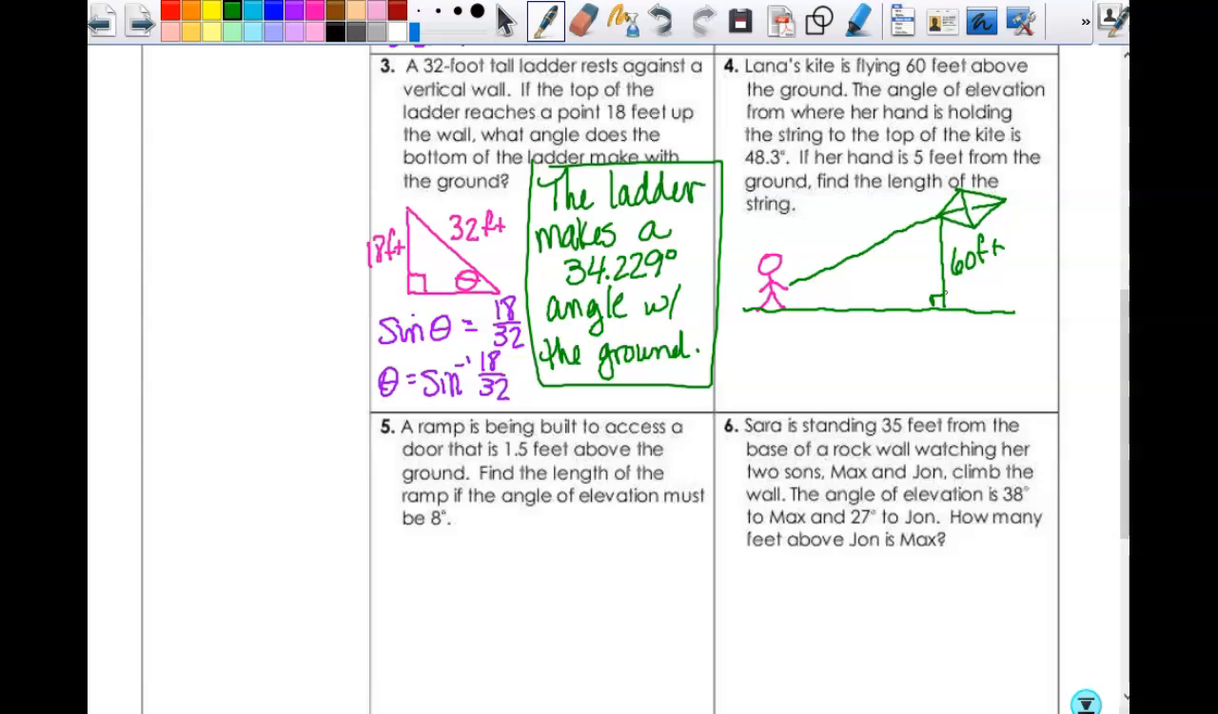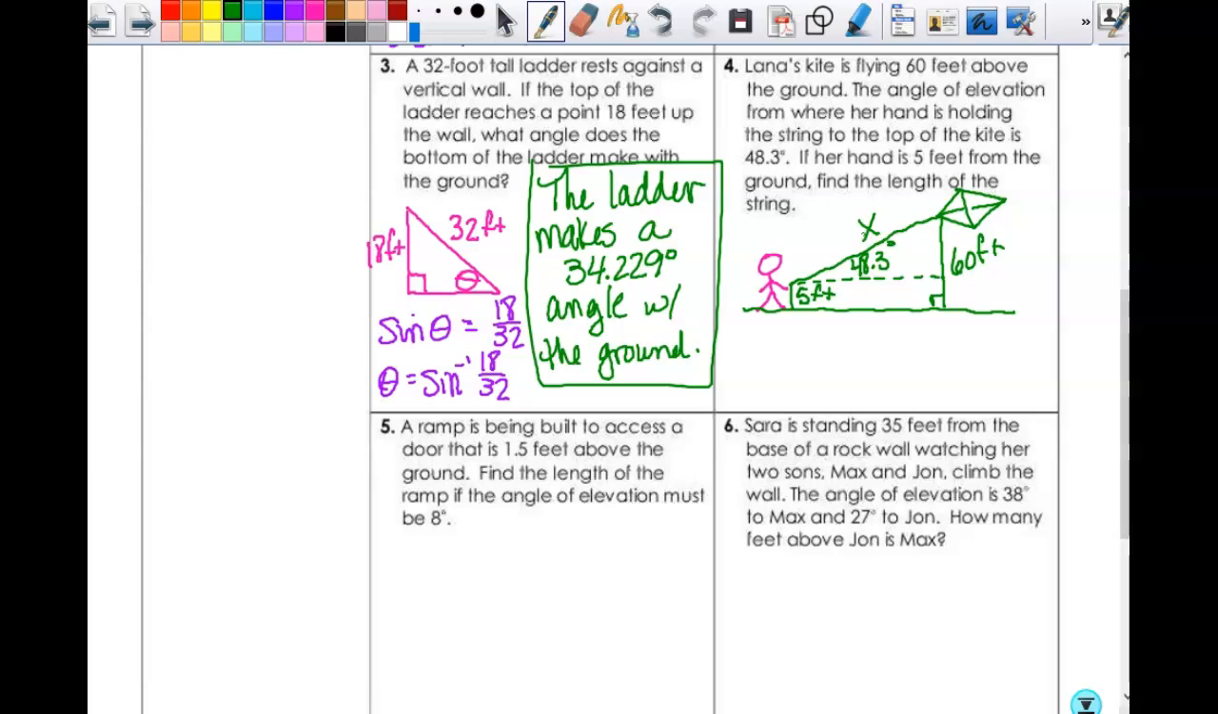The angle of elevation from where her hand is holding the string to the top of the kite. So this is where my hand is holding the string to the top of the kite here. This is 48.3 degrees, and it says the hand is 5 feet above the ground. Find the length of the string. So the length of the string would be x.